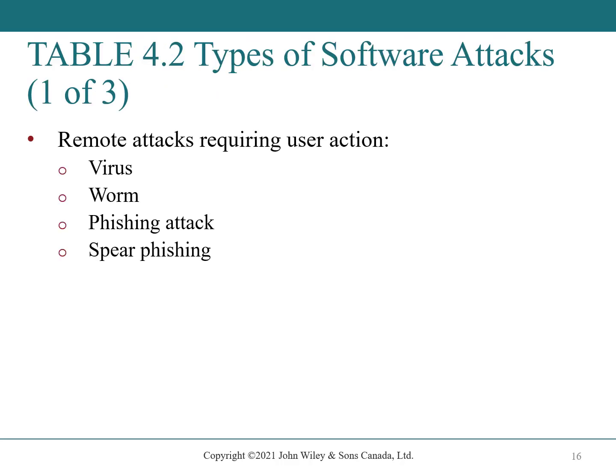Table 4.2, types of software attacks. Remote attacks requiring user action can be viruses, worms, phishing attacks, and spear phishing. A virus is a segment of computer code that performs malicious actions by attaching to another computer program. A worm is like a virus, except that it will replicate or spread by itself without requiring another computer program.